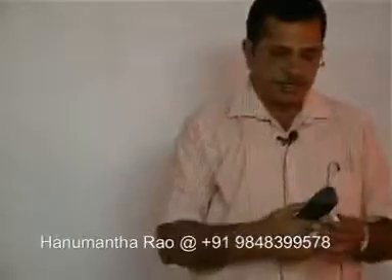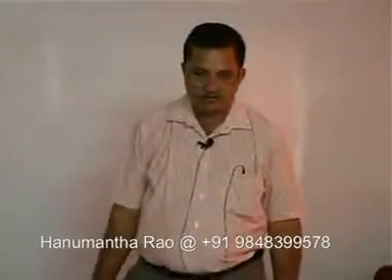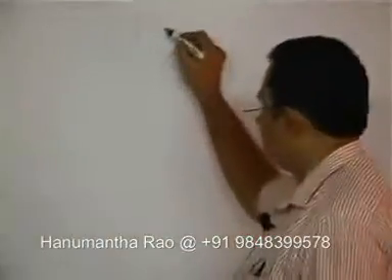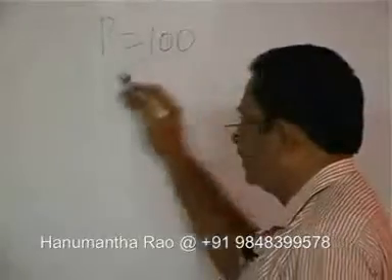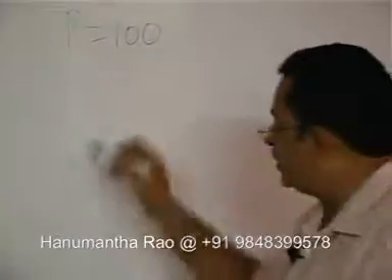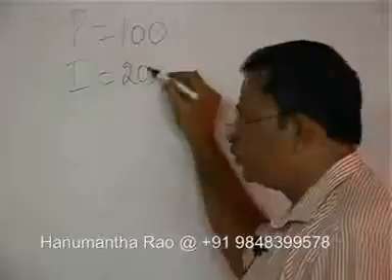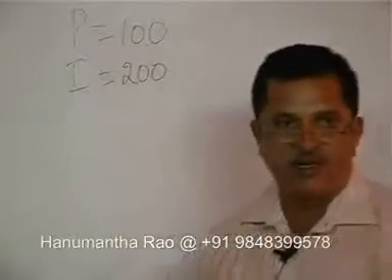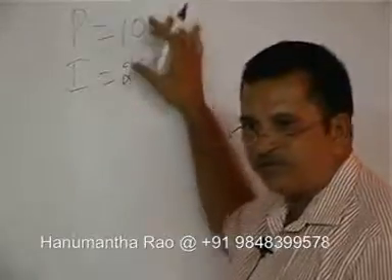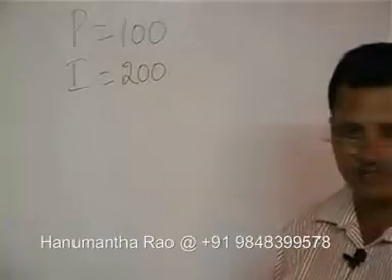A sum becomes 3 times itself, how will we take it? We take the principal as 100. If the principal is 100, then what is the interest here? 200. Principal is 100, interest is 200. Put together, 100 will become 300. A sum becomes 3 times.